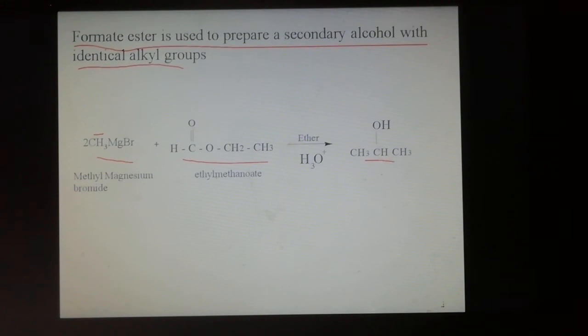This is the product plus MgBrOCH2CH3. So the name of the product: a 3 carbon system, carbon number 1, carbon number 2, carbon number 3. So a 3 carbon saturated compound, propan-2-ol, with the hydroxyl functional group on the second carbon.